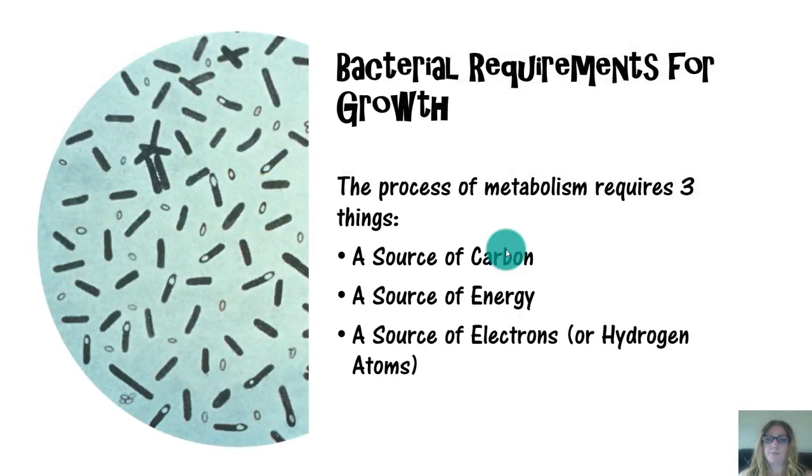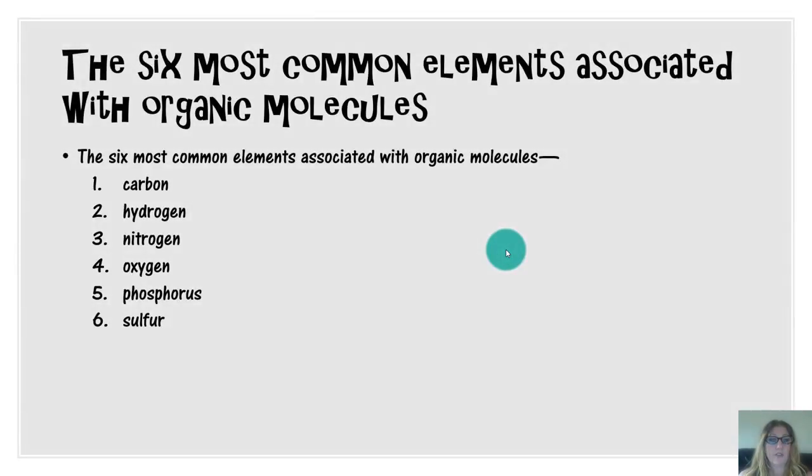All right. So, in order for metabolism to occur, you really need three things. You have to have a source of carbon, you have to have a source of energy, you have to have a source of electrons. So the six most common elements that we need to have is carbon, hydrogen, nitrogen, oxygen, phosphorus, and sulfur.